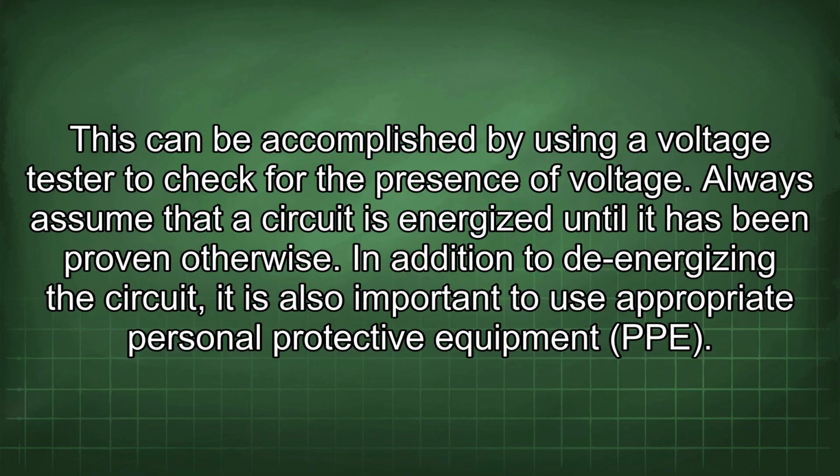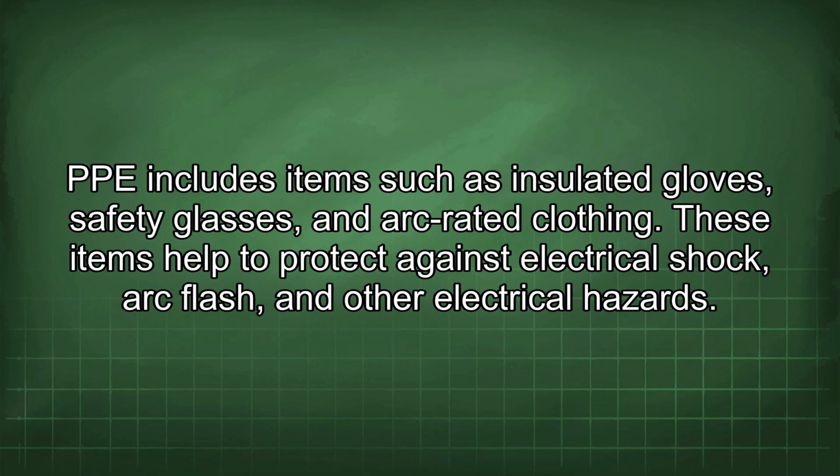This can be accomplished by using a voltage tester to check for the presence of voltage. Always assume that a circuit is energized until it has been proven otherwise. In addition to de-energizing the circuit, it is also important to use appropriate personal protective equipment (PPE). PPE includes items such as insulated gloves, safety glasses, and arc-rated clothing. These items help to protect against electrical shock, arc flash, and other electrical hazards.